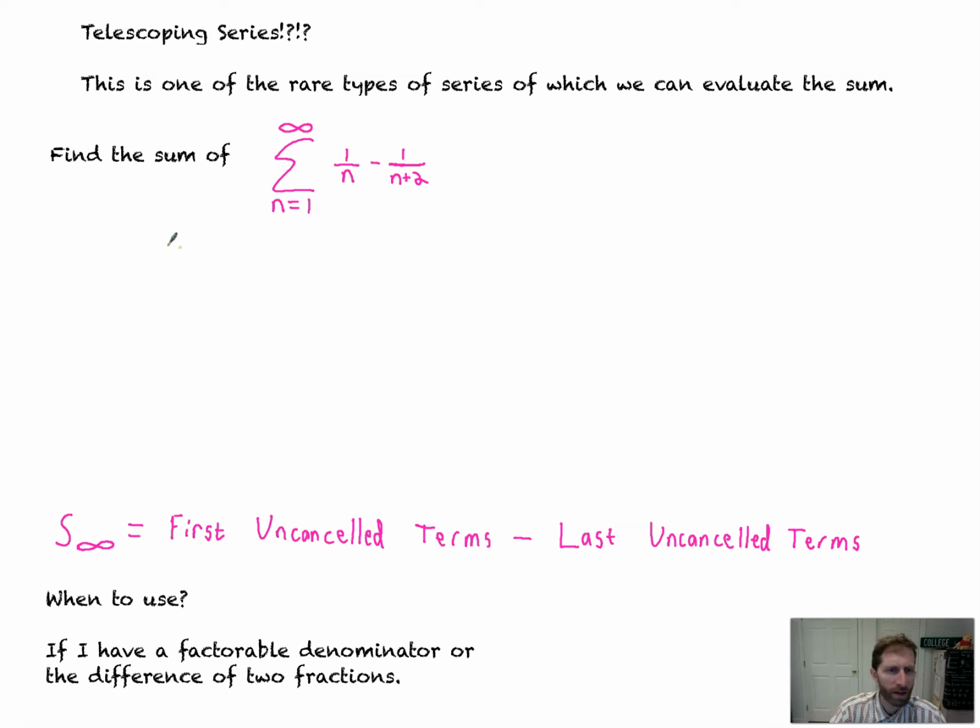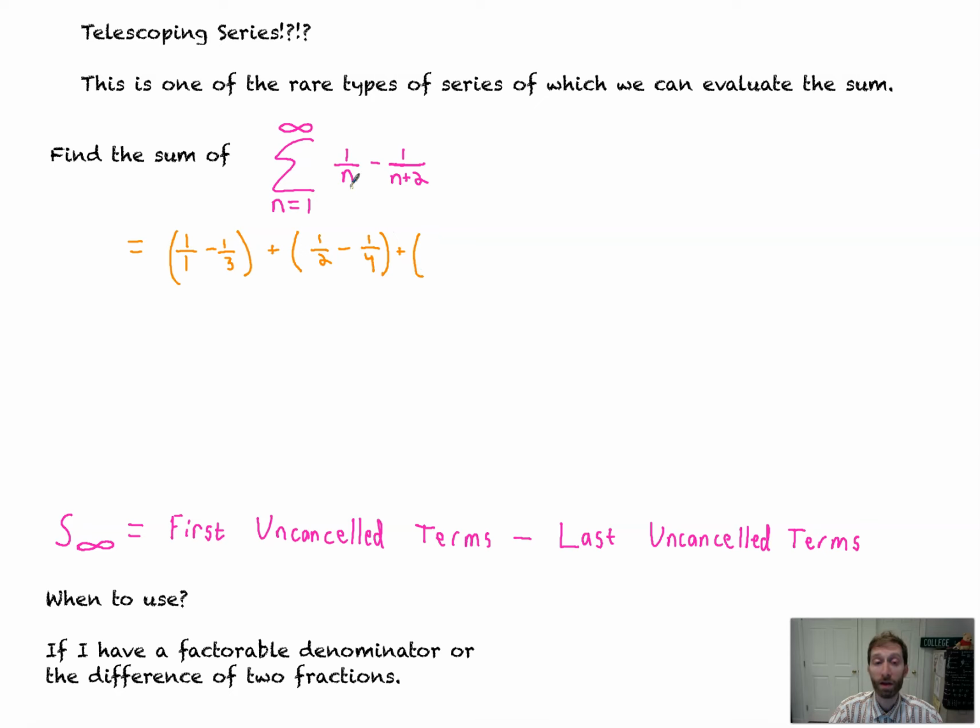Without any further ado, let's expand this. If I plug in 1, I get 1 over 1 minus 1 over 1 plus 2, which would be minus 1/3. And I like to put these in parentheses. You'll see why in a second. I add on then my second term. Now I'm going to plug in n equals 2. 1/2 minus 1 over 2 plus 2 is 1/4. All right, seems pretty innocuous so far.